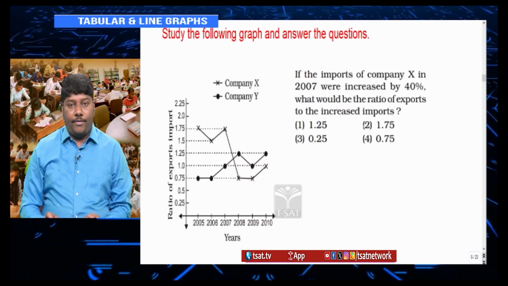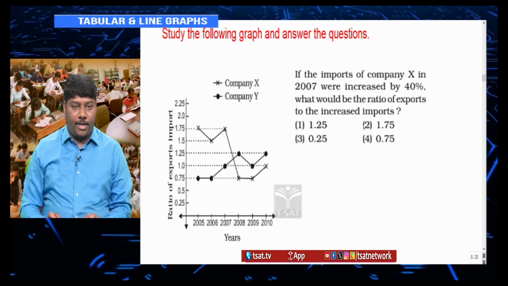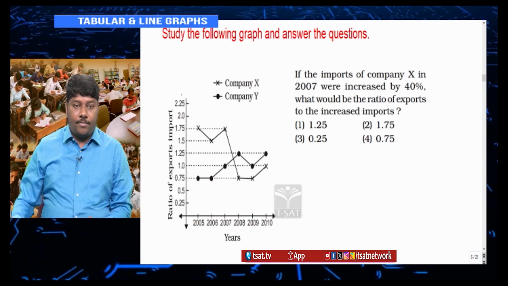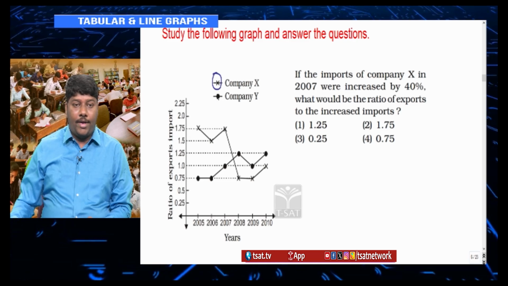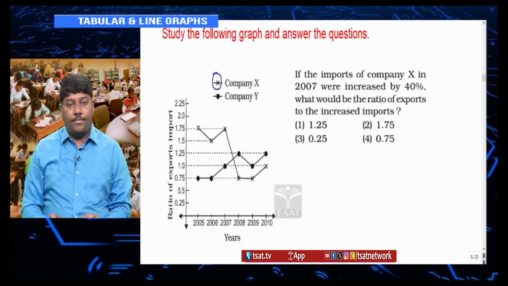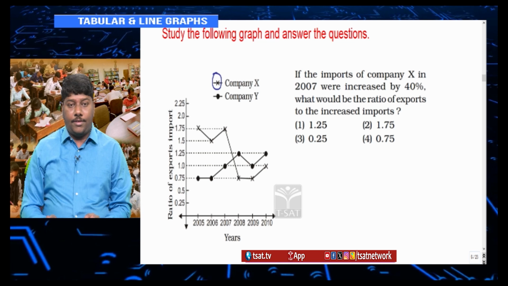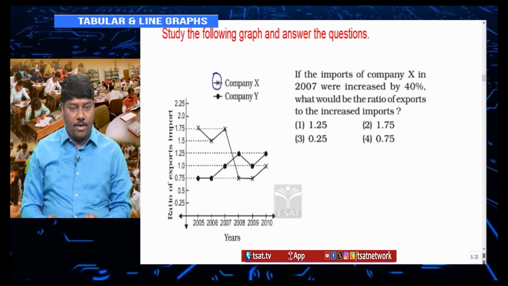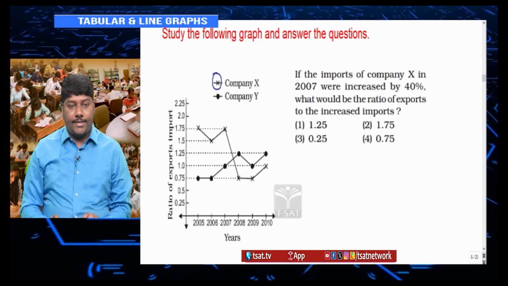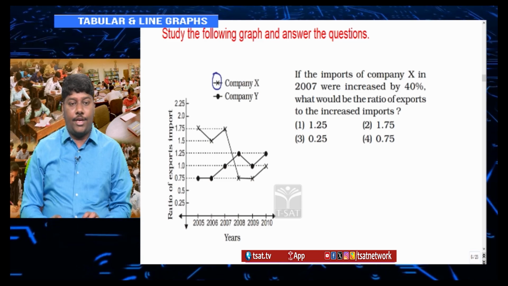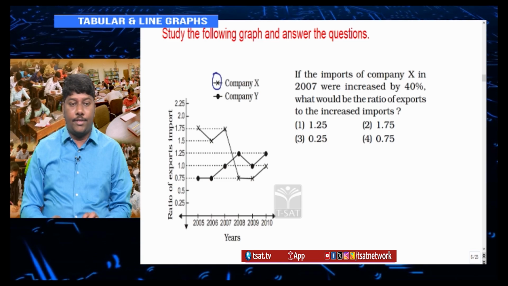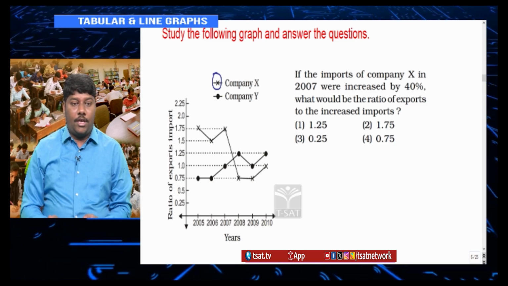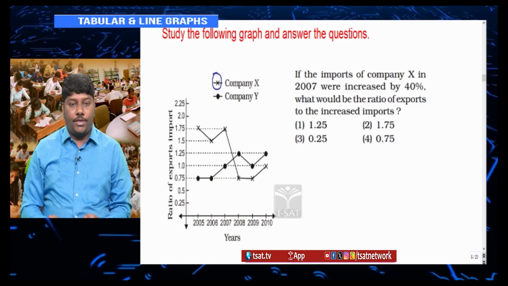Study the following graph and answer the question. Look at the graph carefully. Company X is represented by cross. Company Y is represented by dot. Let us see what is given on the X axis and Y axis, the horizontal and vertical lines. Horizontally on the X axis it is given as 2015, 16, 17, 18, 19, 20, which are years. And on the Y axis it is given as the ratio of exports to imports. So exports by imports is given.